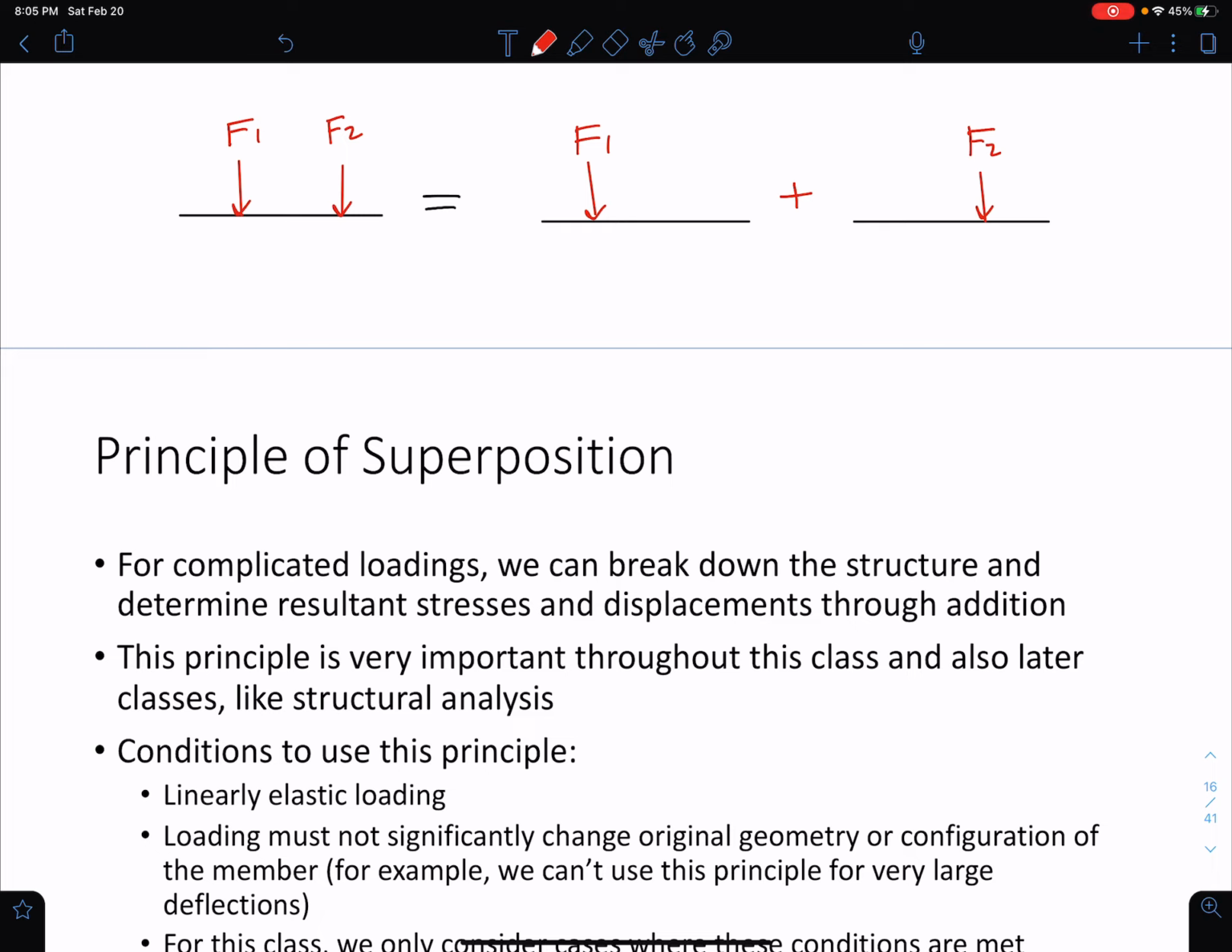The reason that we use this is because it allows us to break up really complicated loadings into very simple loadings. And just like we added forces here, we can also add displacements, which also really simplifies these complicated systems.